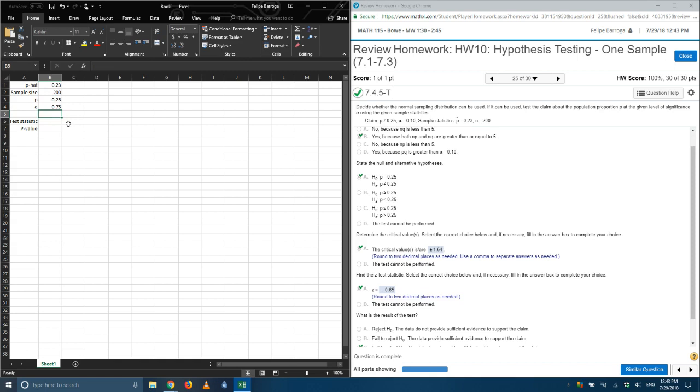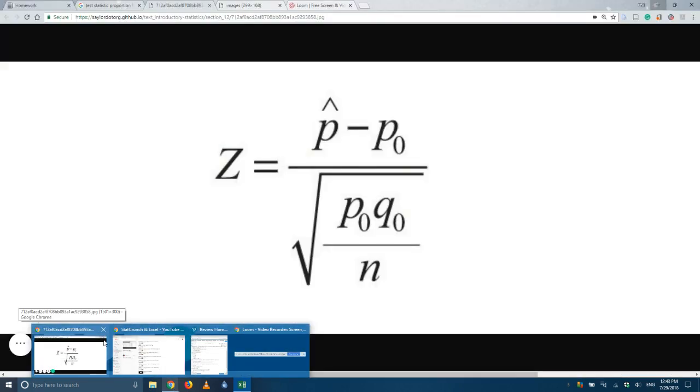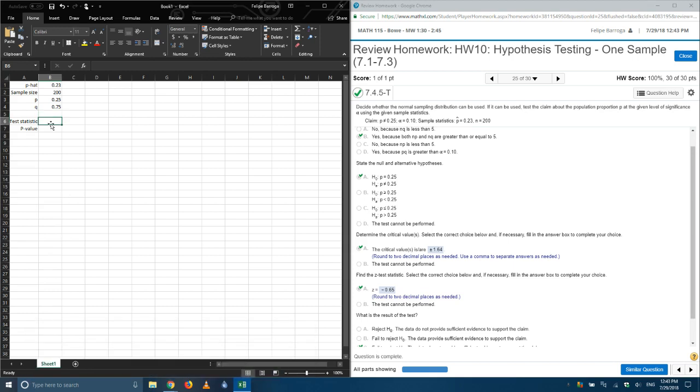So we have everything that we need to find our test statistic. We'll use that formula that I had up earlier, this one right here. What we'll do is we'll need to use parentheses. So we'll take P hat, this, minus the P, and we'll divide that by the square root of P times Q divided by the sample size. Parentheses there, and there's the test statistic.